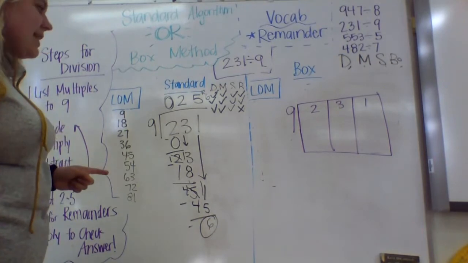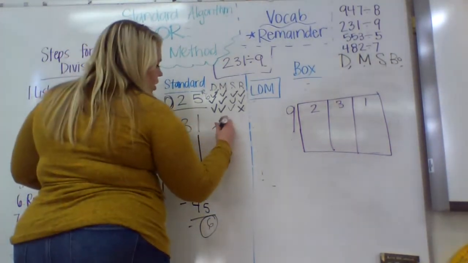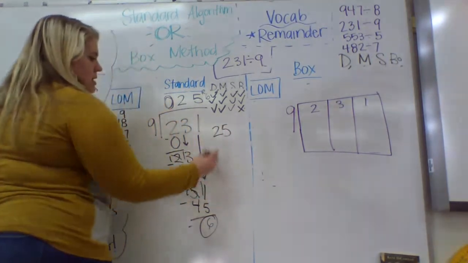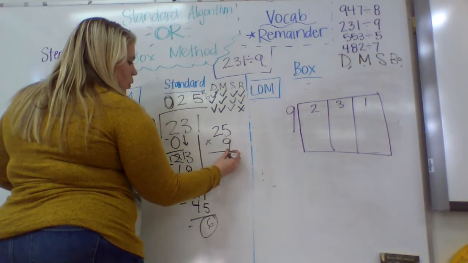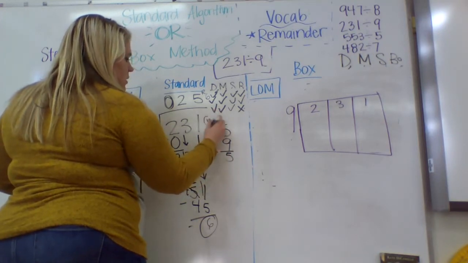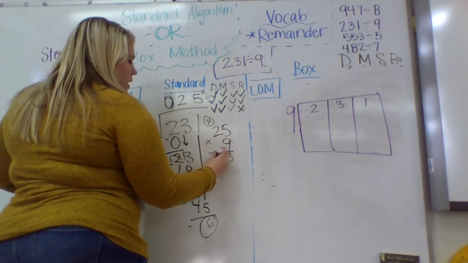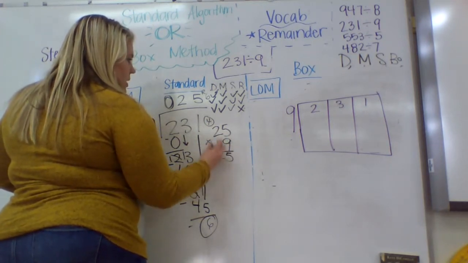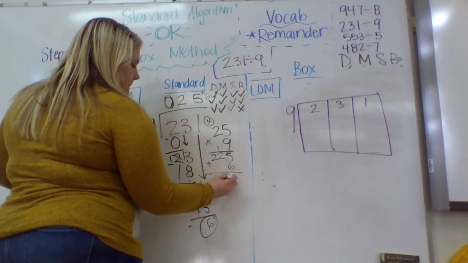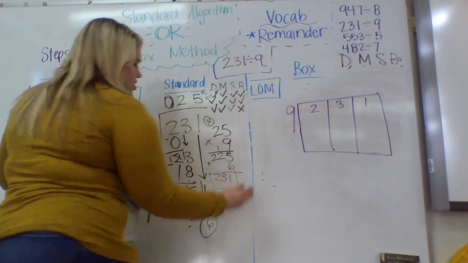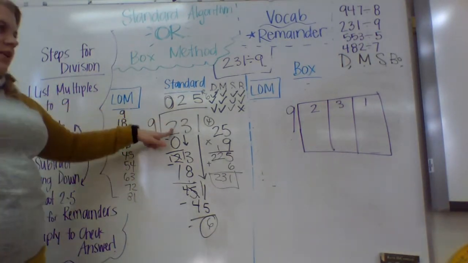My remainder is 6. So now I've got to check with multiplication. So I multiply the whole number of my quotient times my divisor. 5 times 9 is 45. 9 times 2 is 18. 18 plus 4 is 22. Plus my 6, my remainder. I get 231, which is what my original dividend was.